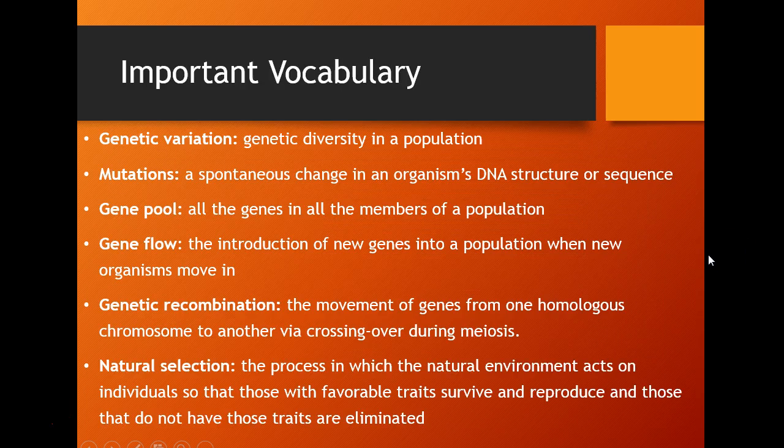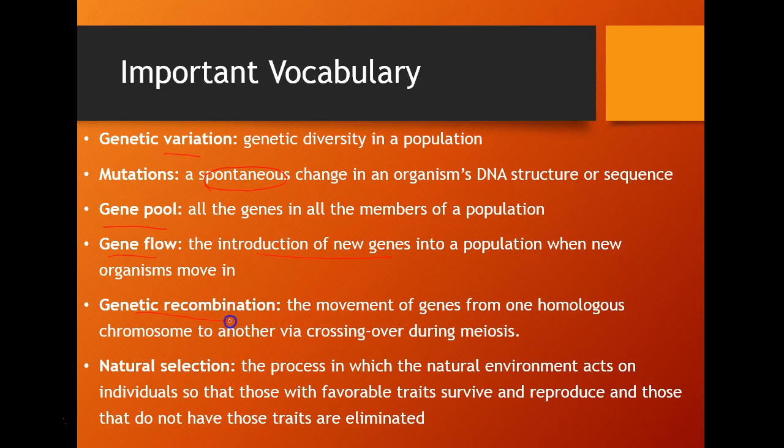So here's some important vocabulary that you need to know. The first is genetic variation, which is genetic diversity in a population. Mutations, which is a spontaneous or random change in an organism's DNA structure or sequence. We have gene pool, which we went over before, all the genes in all of the members of a population. We have gene flow, which is when we introduce new genes into a population when new organisms move in, or it could also be when organisms move out and we lose certain alleles.